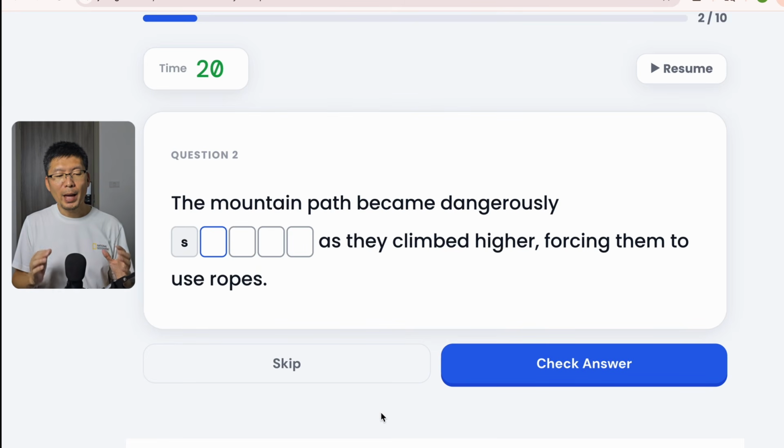The mountain pass became dangerously what as they climbed higher, forcing them to use ropes? Became what? Why do they have to use ropes? Became something. It's an adjective, right? So it's about the mountain. Okay, you can think about the answer for 3 seconds.